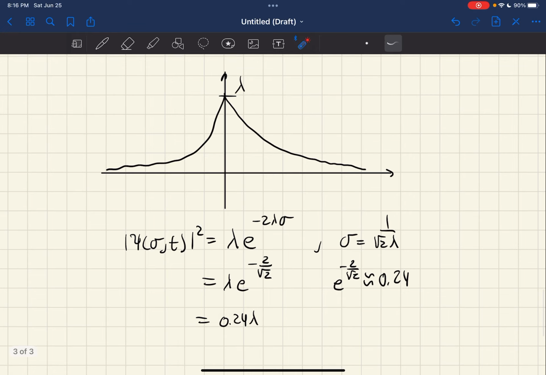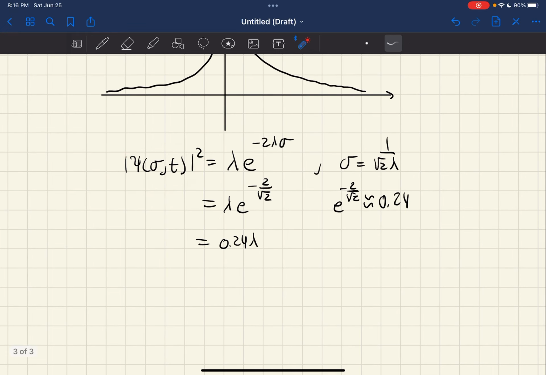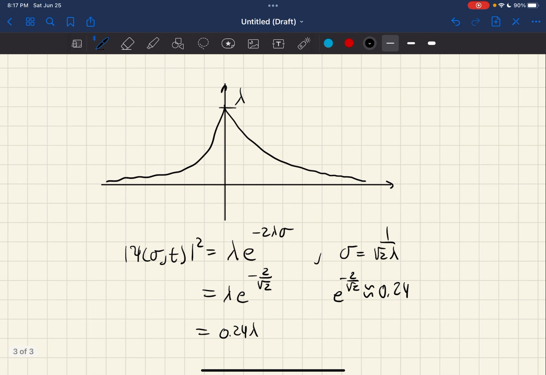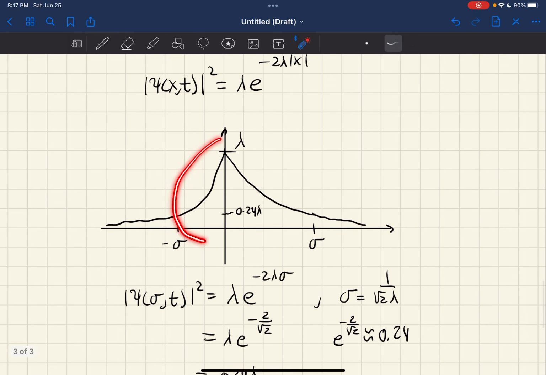So this is the value of the wave function squared at the positive standard deviation, and it's also the value at the negative standard deviation. So 0.24 of lambda is approximately a quarter of lambda, so it's about right here. And this value right here is the standard deviation value. This is essentially just the spread in x, this region right here, because the particle is most likely to be found in this region, since after this region it sort of diminishes and comes close to 0.